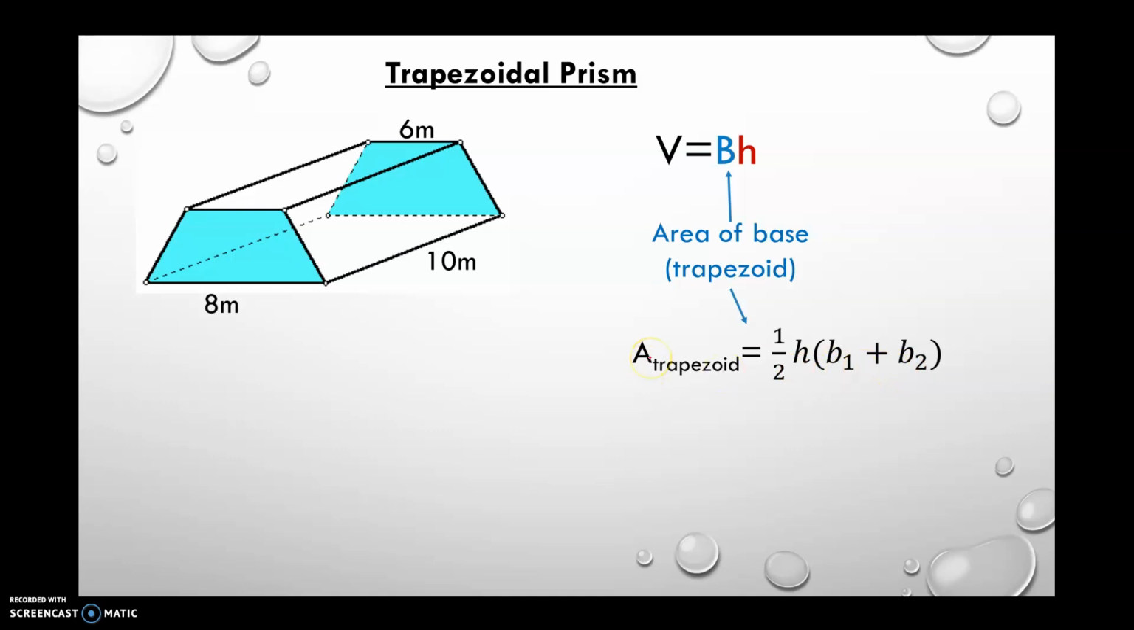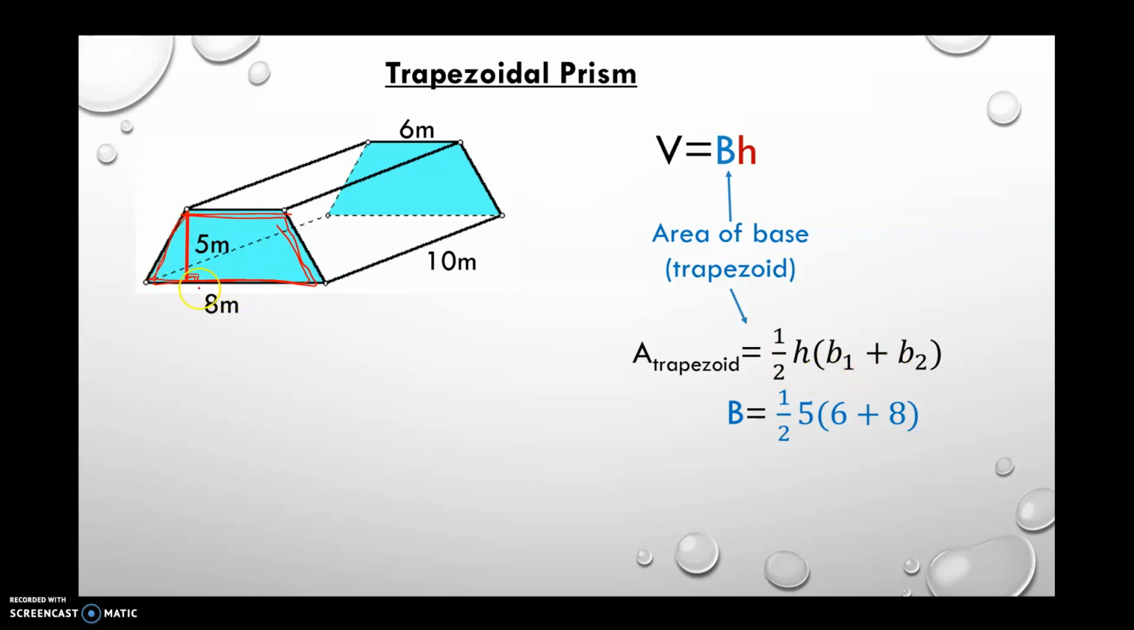Again, this is just dealing with this guy here. This is all I care about right now. And I'm going to tell you that the height of your trapezoid is 5. So now when you replace this, you're going to get 1/2 of the height of your base. The height of my base is 5 times the two bases added together.